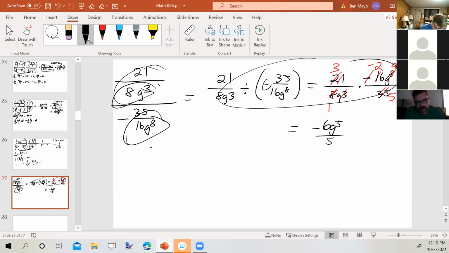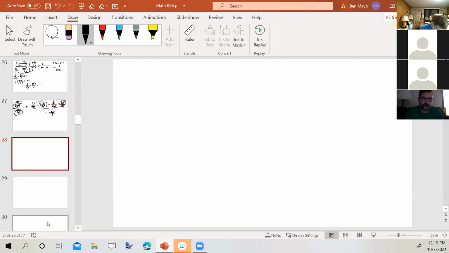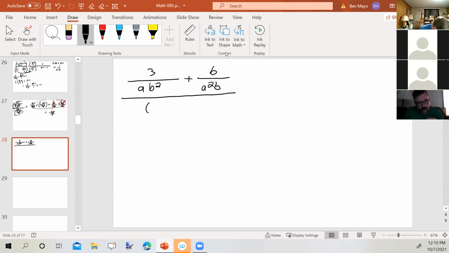Let's see here. How about this one? 3 divided by AB squared plus 6 divided by A squared B, all over 6 over A minus 9 over B squared. All right, so my least common denominator would be a squared b squared. Anybody having trouble seeing where I got that? Okay.